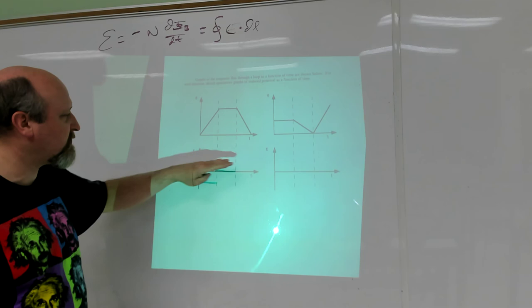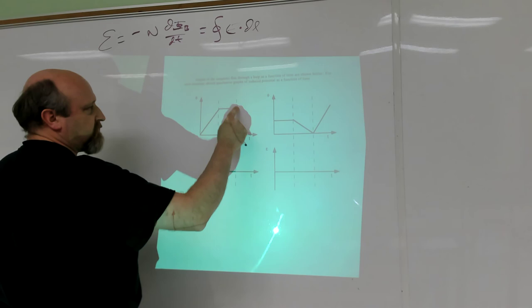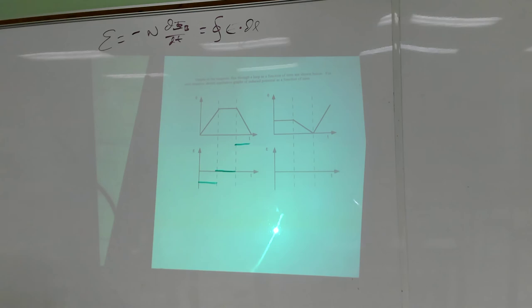Hey, is this graph symmetric? Is this slope the same as that slope? Nah, this looks a little steeper, which means my value here, first of all, negative slope has got to be positive, and it's got to be a bigger magnitude than this one. So whatever that is, this has got to be farther up. That's what my graph's going to look like for that.